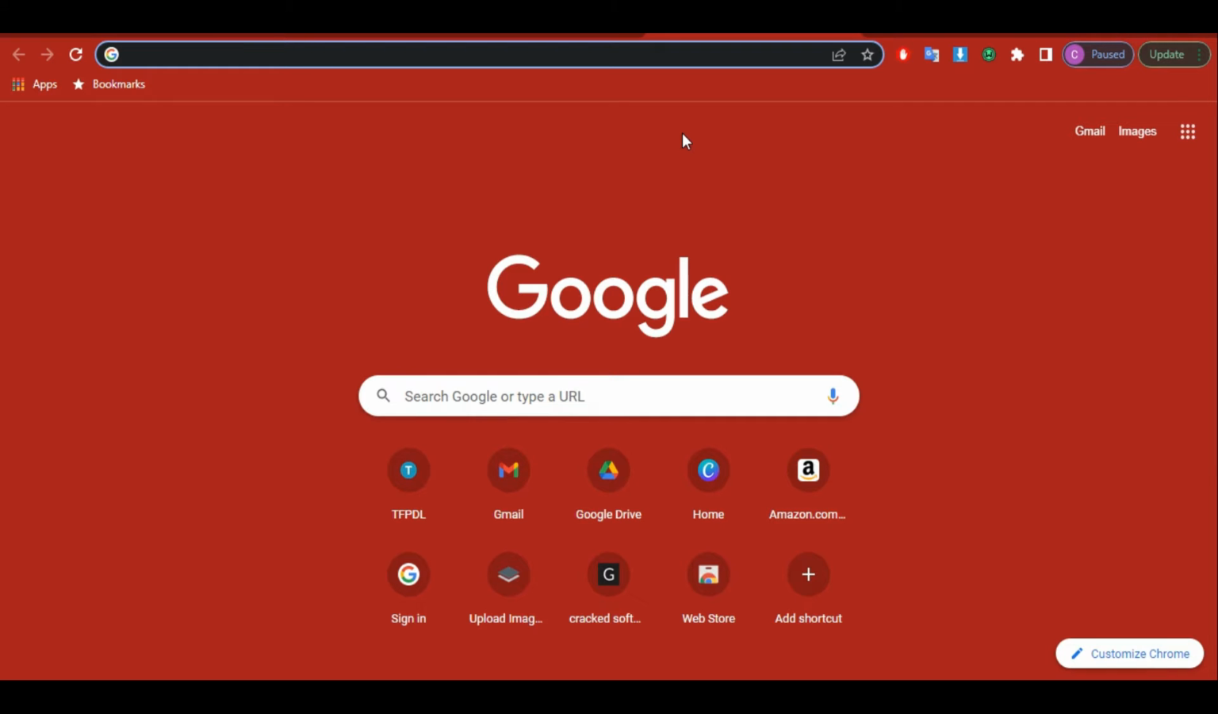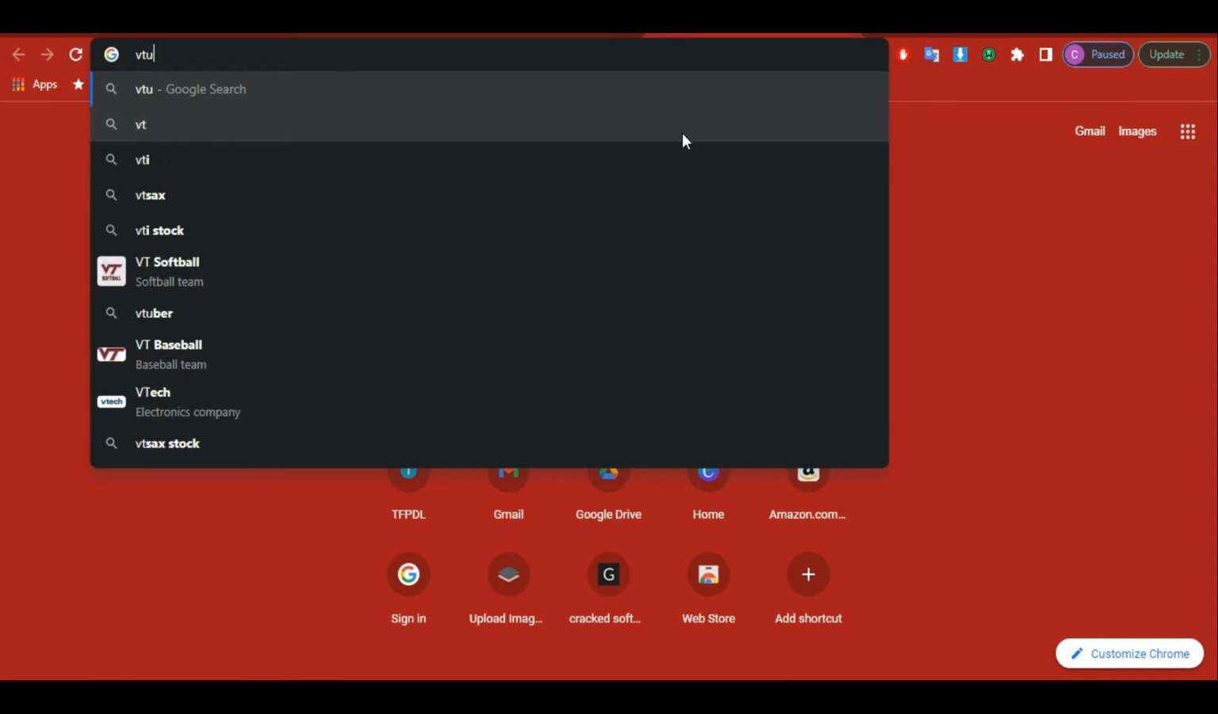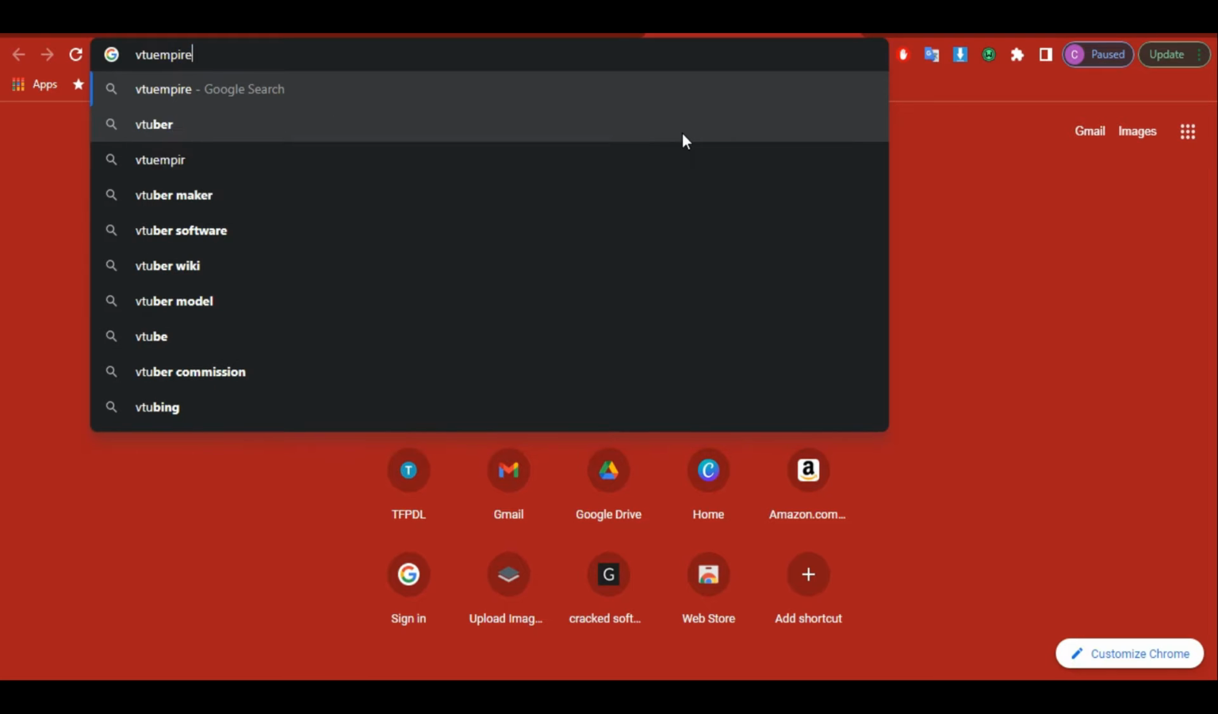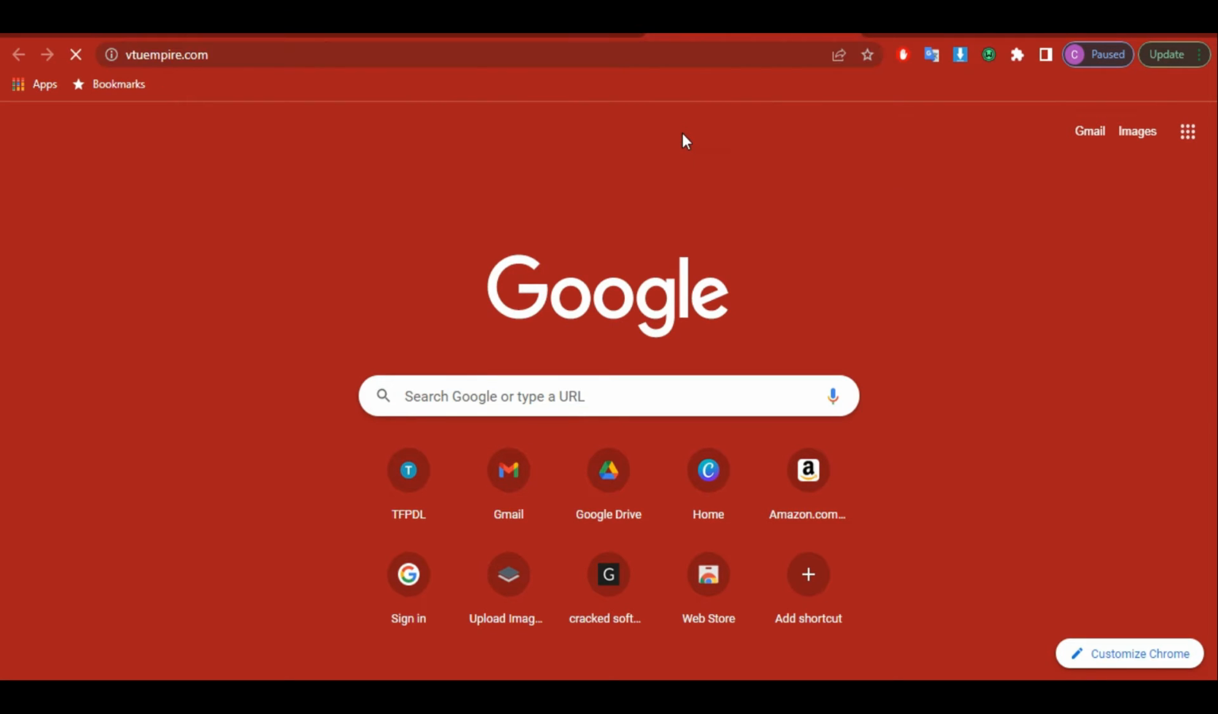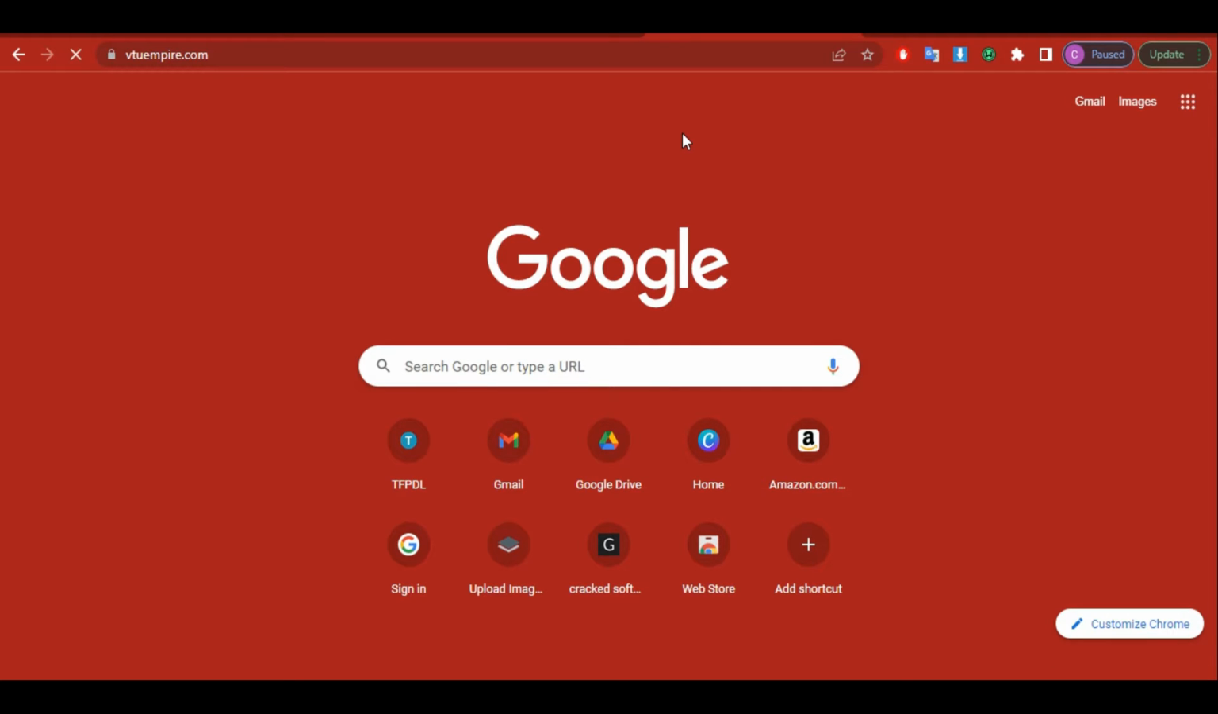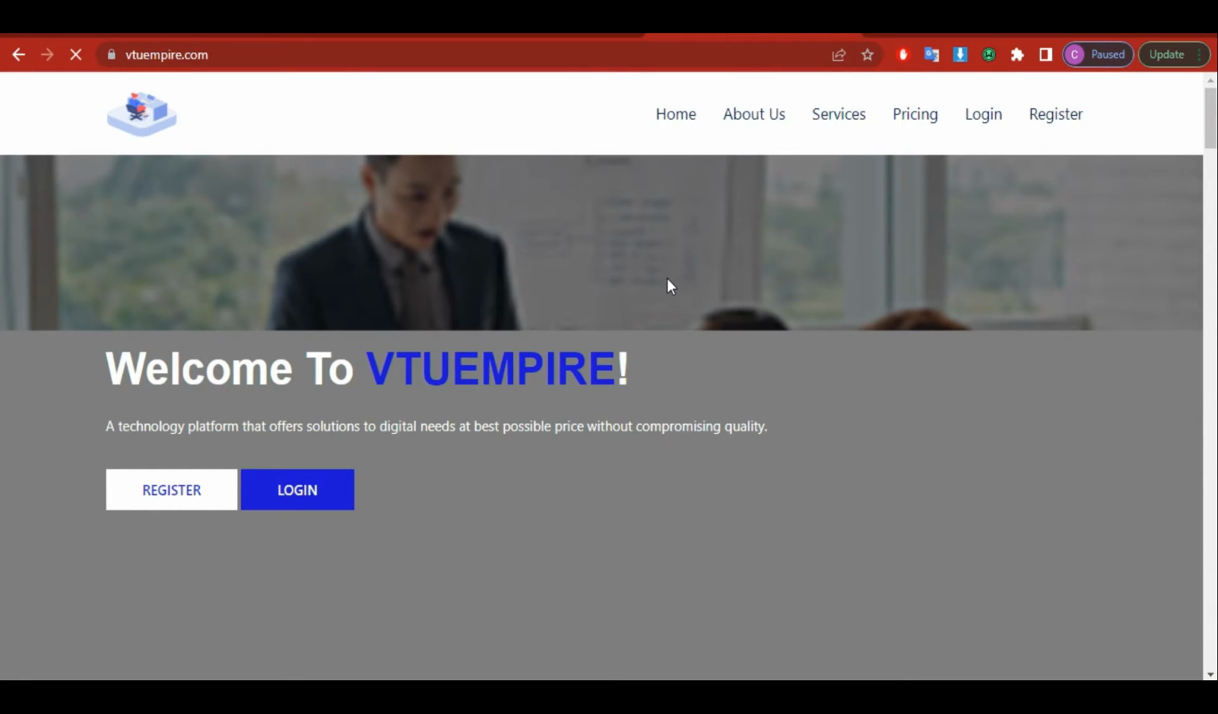Today we'll be looking at how to make money from selling data. All right, then without wasting much of our time, we'll be looking at this website. That's the website we'll be making use of to run our data selling. The name of the website is VTUEmpire.com. All right, so this is the website.